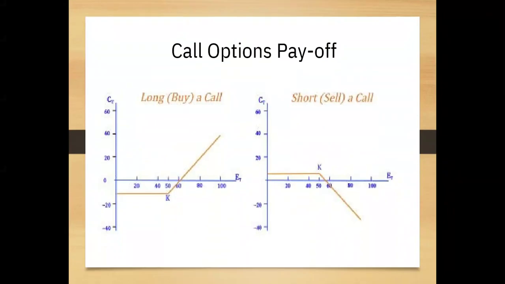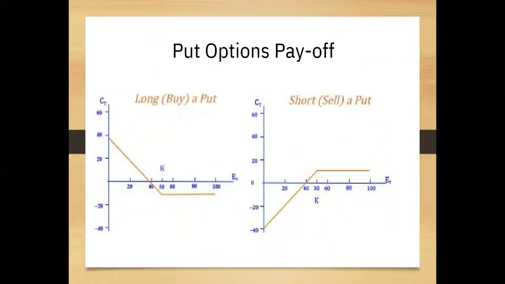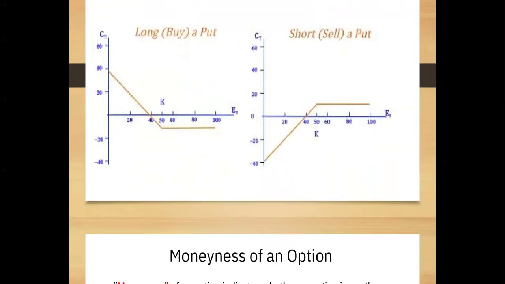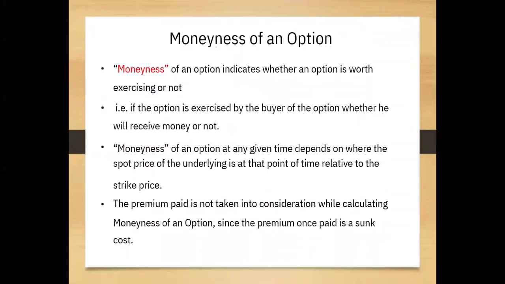This is long and this is short. This is for put options, long or short. The moneyness of an option indicates whether an option is worth exercising or not, meaning if the option is exercised by the buyer, whether he will receive money or not. The moneyness of an option at any given time depends on where the spot price of the underlying is at that point of time relative to the strike price.